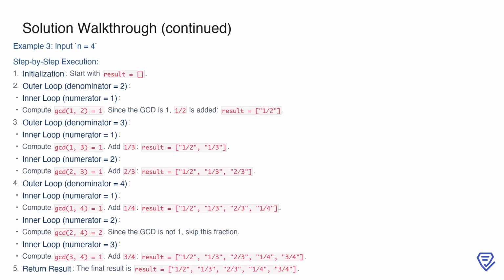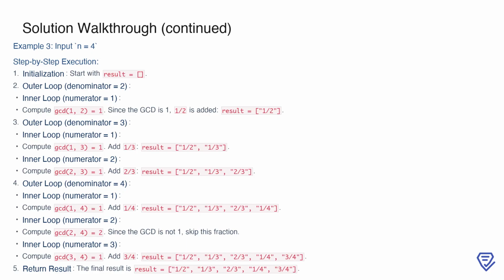Now, the outer loop moves to denominator equals 4. For this denominator, the inner loop begins with numerator equals 1, and the GCD of 1 and 4 is 1, so 1/4 is added, making result equals 1/2, 1/3, 2/3, 1/4. The inner loop proceeds to numerator equals 2, but the GCD of 2 and 4 is 2, so this fraction is skipped.